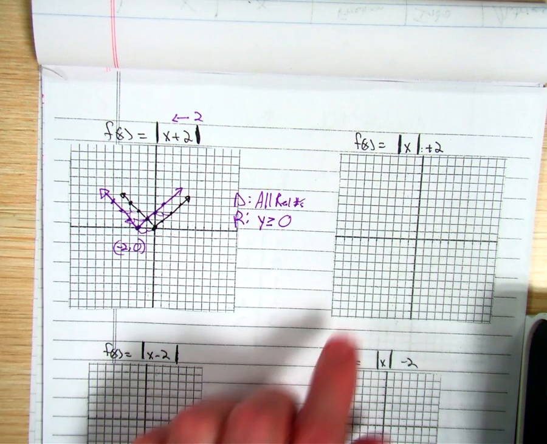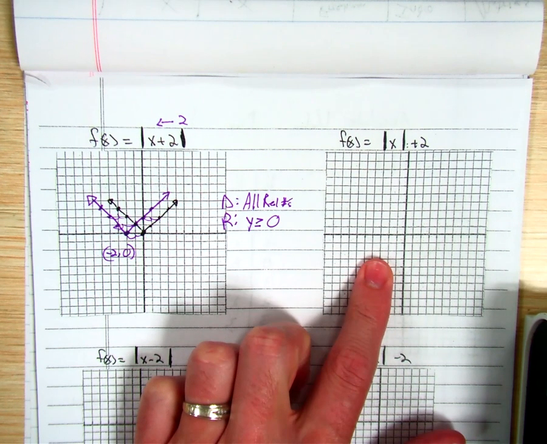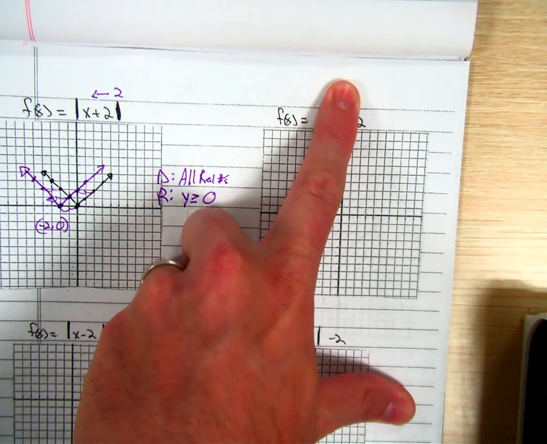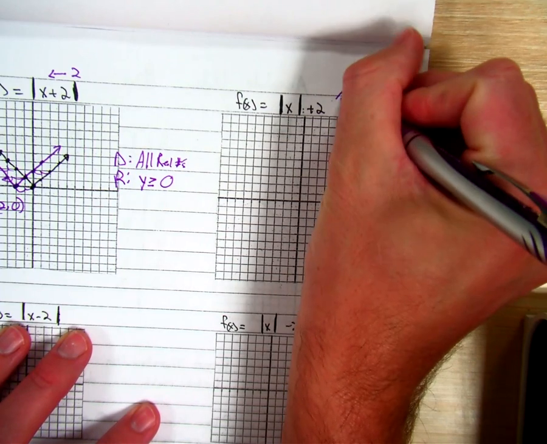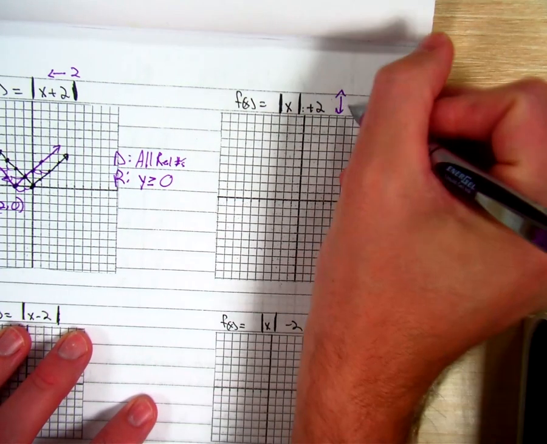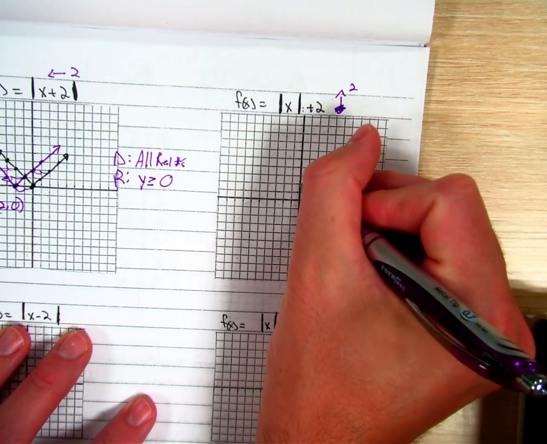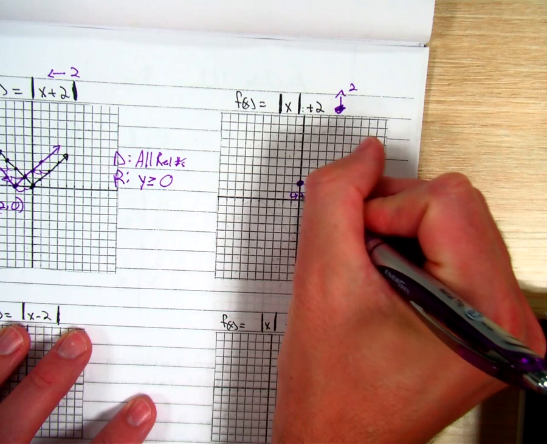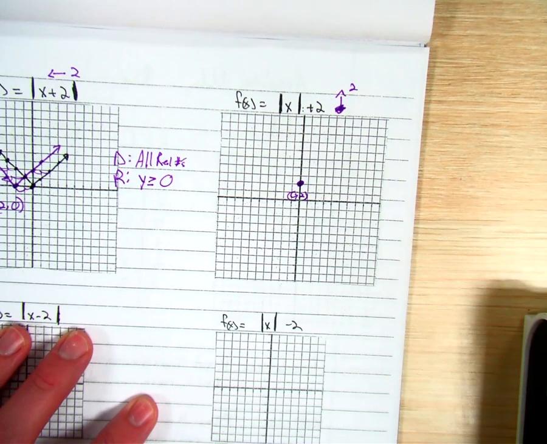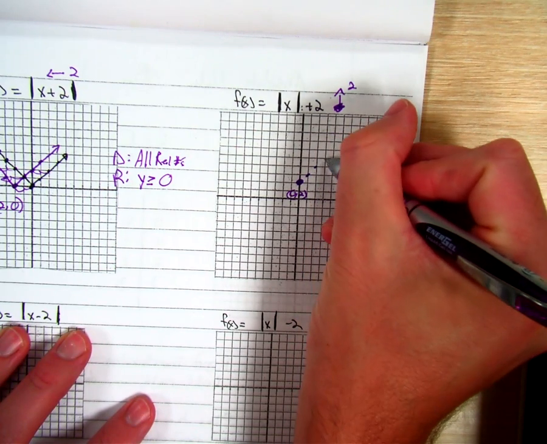All right. Next, x plus 2, with the plus 2 being on the outside. Okay, outside controls up and down. So this is actually going to be up 2. So we're going to start here at 0, 2. Okay, and now we're going to go up 1 over 1, both directions.